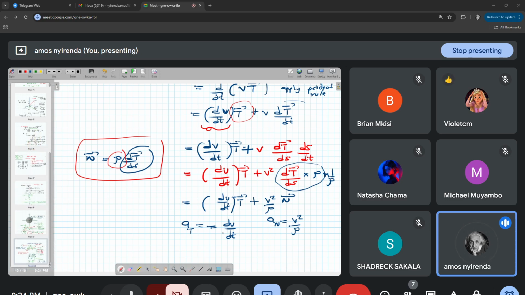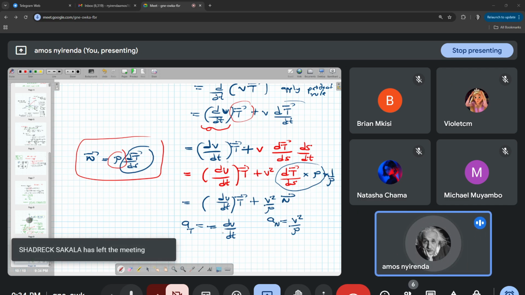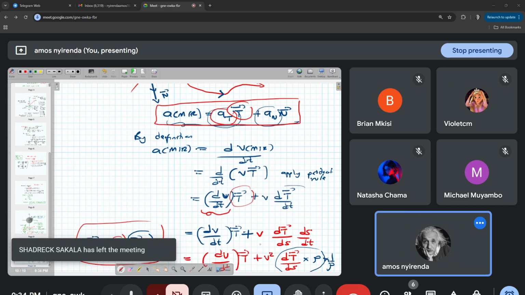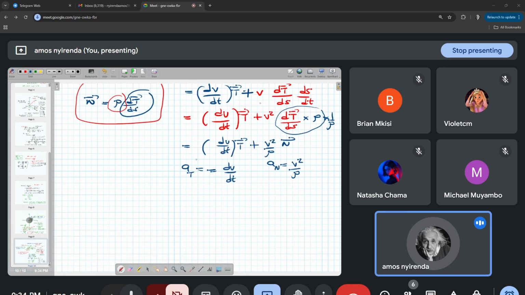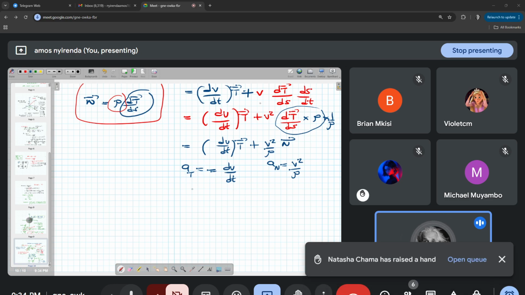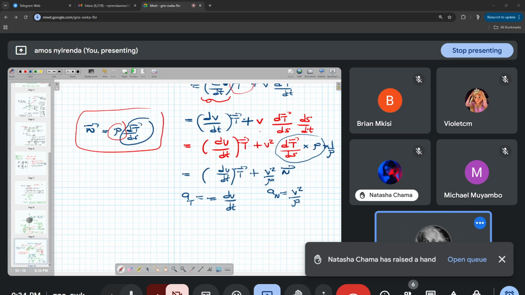Okay. The others, is it clear where the transformation I've made here and my conclusion? We've deduced the components of acceleration. The components are dv divided by dt for at, and then for an we have v squared divided by rho. Yes, Natasha?